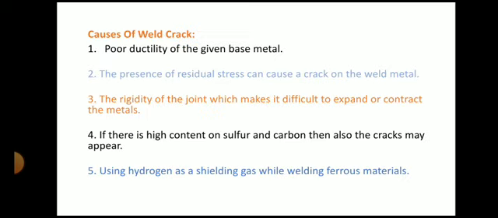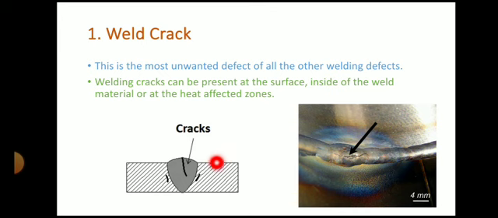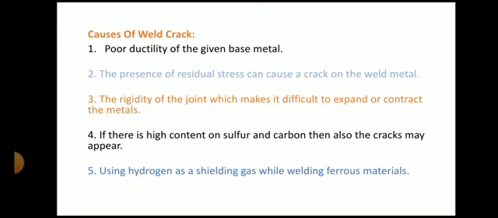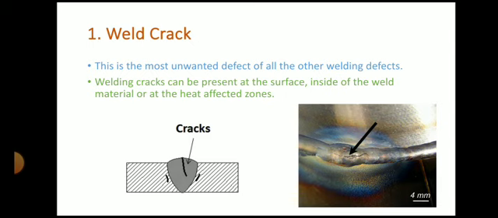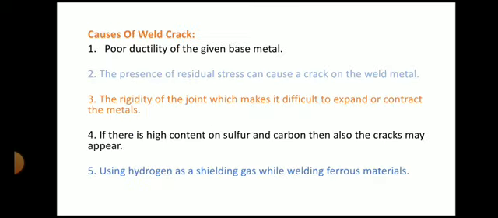Now what are the causes of weld crack? Number one, poor ductility of the given base metal. Whatever parent metal that you are welding, if it is having poor ductility, that may be the cause. The presence of residual stresses can cause the crack on the weld metal. So after joining the two plates together, there is a solidification of the weld metal, due to which the residual stresses may occur, and that is a possible cause for the weld crack.